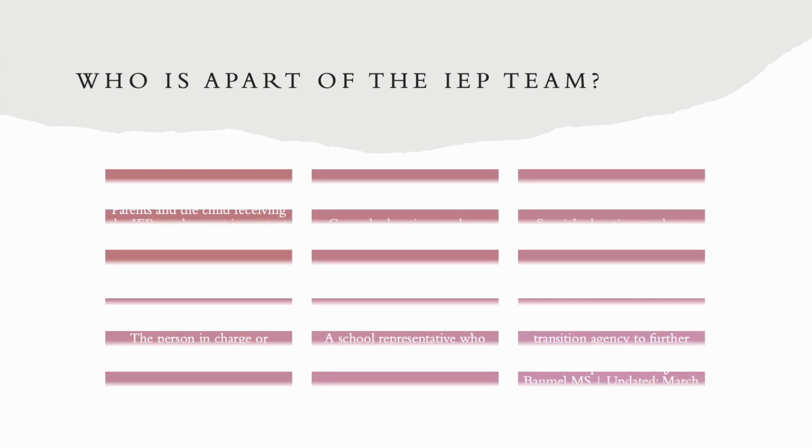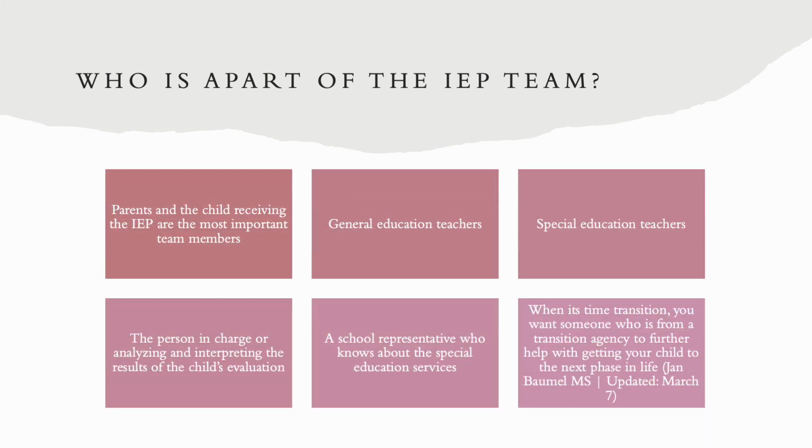Now, who is a part of the IEP team? Well, for the most important part, parents and the student are a part of this team. Parents can only give written consent for what happens with their child, and they must be willing. And you also want to note that the child is pretty important just because they're the ones who are going to be receiving the service. So they're one of the most important parts of the team.